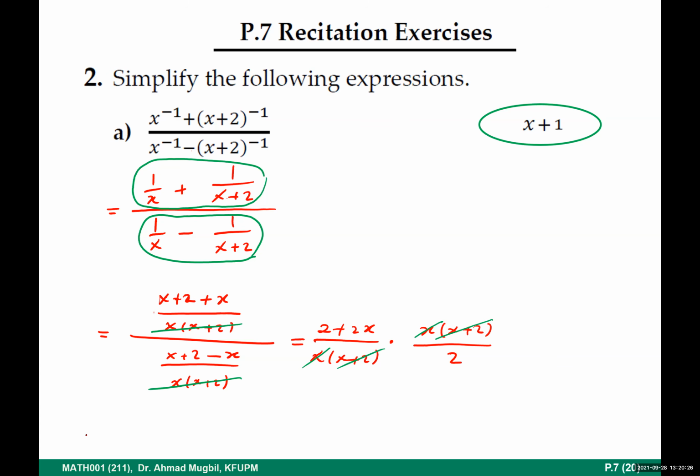Now we are done. We have now 2 plus 2x over 2, or 2x plus 2. It is the same. Now take 2 as a common factor, 1 plus x over 2, or distribute 2 over 2 plus 2x over 2, which is 1 plus x, or x plus 1. The addition is commutative.